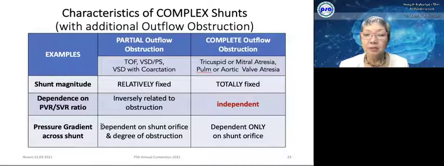So the complete obstruction is not affected by the PVR-SVR, but in completely obstructed lesions, the pressure gradient across the shunt will depend only on the size of the shunt orifice. And the reverse is true with partially obstructed lesions.